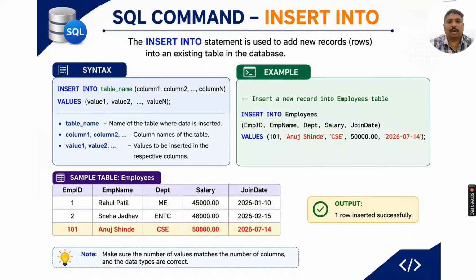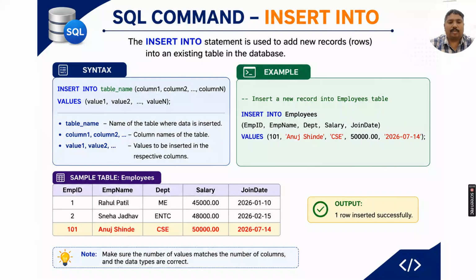INSERT INTO employees, and in brackets the column names: employee ID, employee name, department, salary, and join date. Values should be inserted with respect to the sequence of the columns that we have mentioned. So 101 is the employee ID, Anuj Shinde is the employee name, CSE is the department, salary is 50,000, and join date is 14th July 2026. So this is one row inserted. We can add multiple rows as well, so we'll check how to do that.